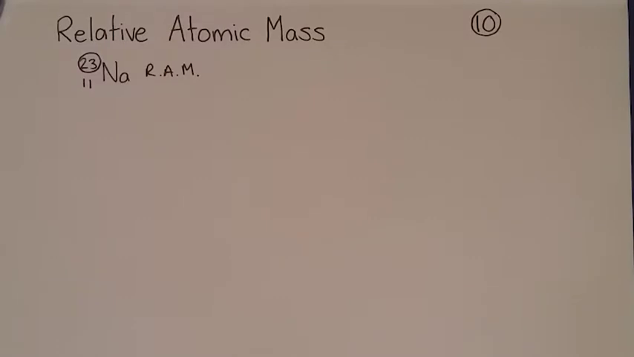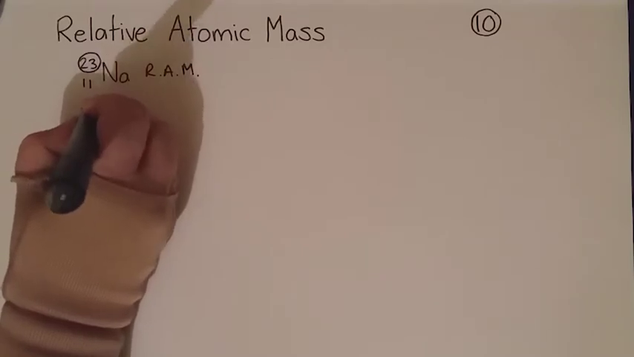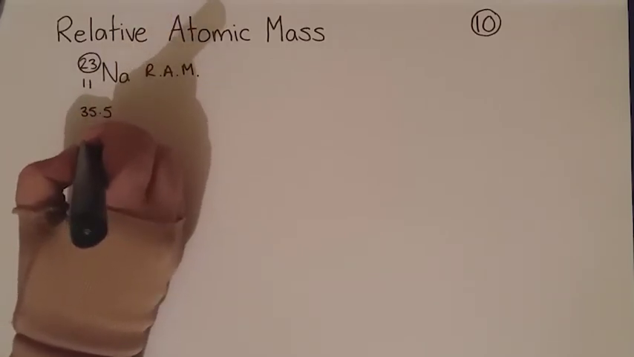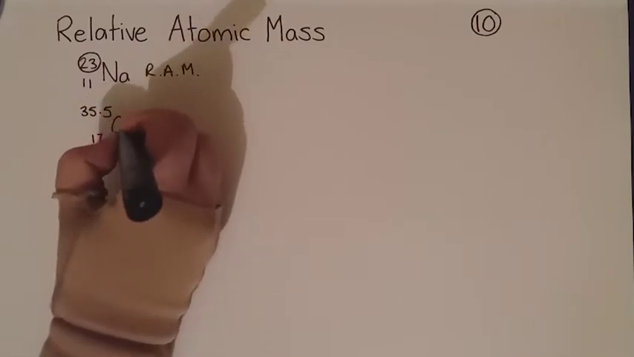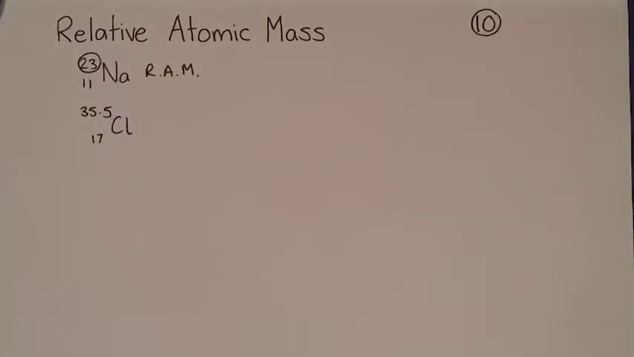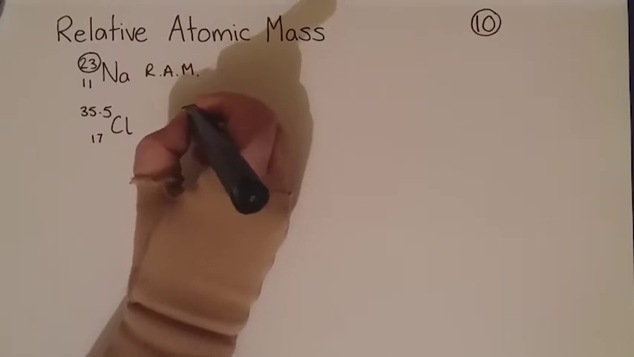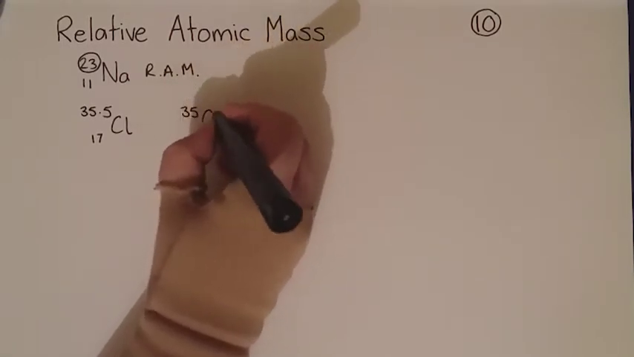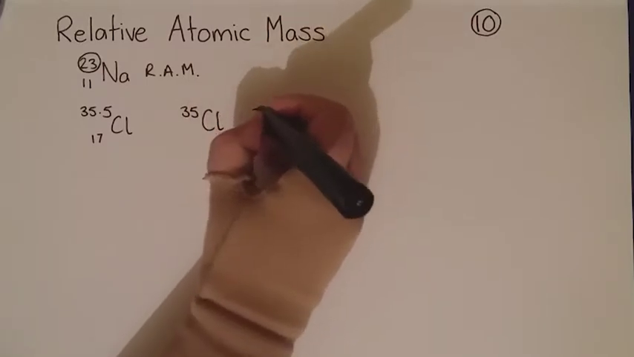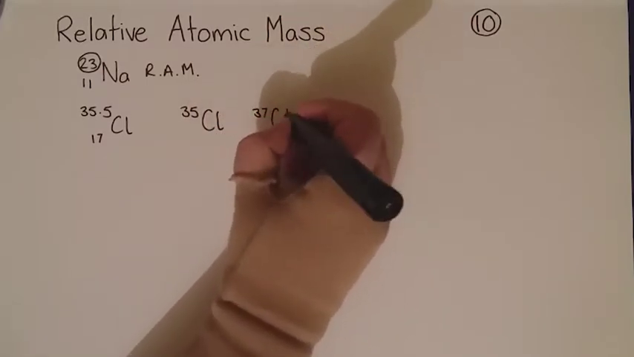You'll notice on the periodic table that some of the elements don't have a whole number for the relative atomic mass. Chlorine in particular is one that people tend to quote when they look at this. The reason that chlorine doesn't have a relative atomic mass that is a whole number is because chlorine has two isotopes. It has an isotope of chlorine with a mass of 37 and an isotope of chlorine with a mass of 35.